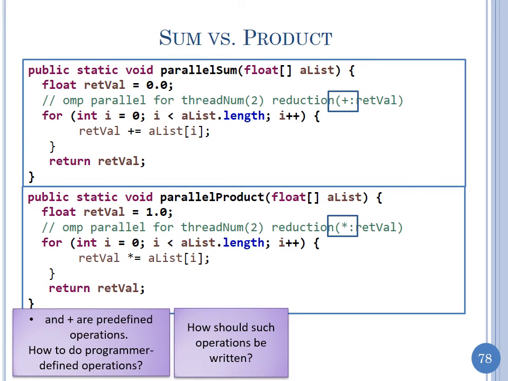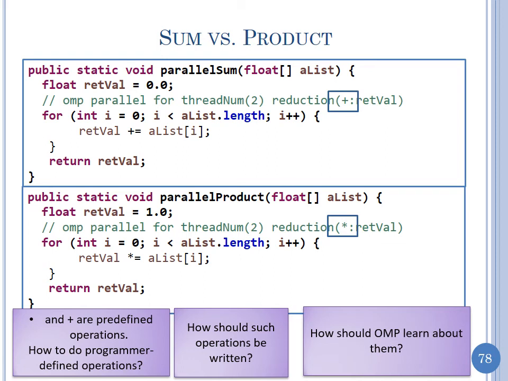So there are 2 questions. How should such operations be written? Are there any constraints on that? And how should OMP learn about these operations? Okay, because these are programmer-defined operations, so we have to go and tell OMP about them. We can't rely on OMP knowing about them as it knows about predefined operations. Okay, so let's try to answer each question individually.